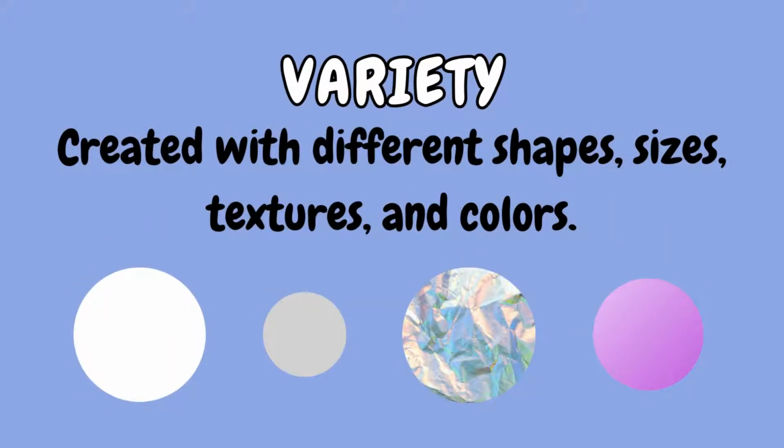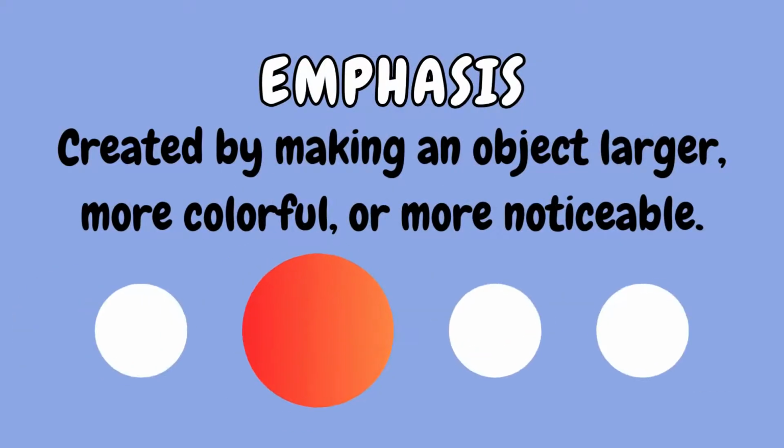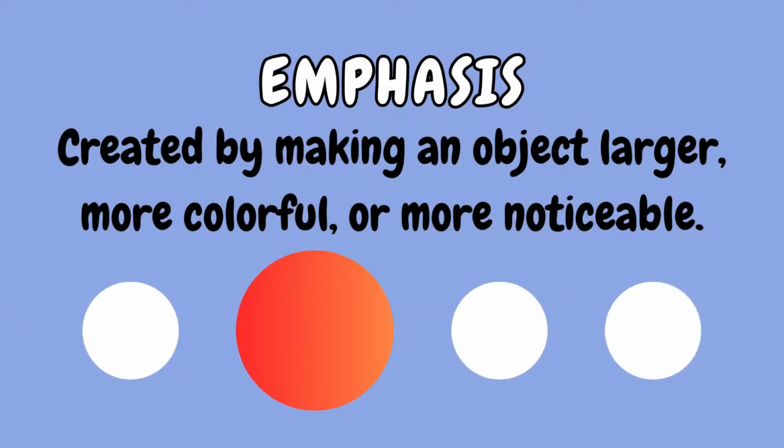Variety is used to add interest to your composition, so it doesn't seem so boring and still. Emphasis tells us what is most important in our composition. It helps us tell the viewer where to look.